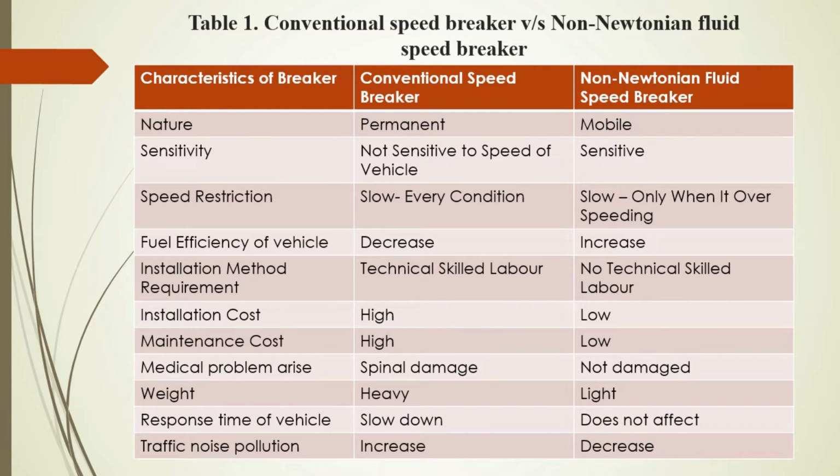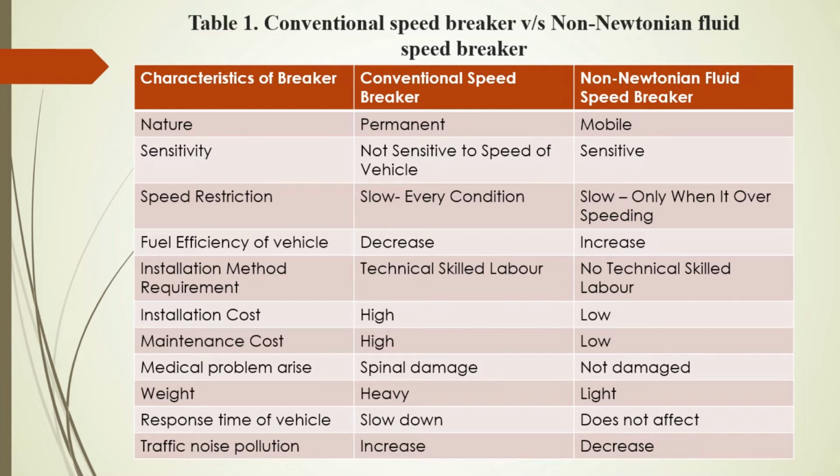Fuel efficiency of the vehicle: it decreases with the conventional speed breaker, and increases with the non-Newtonian fluid speed breaker. Installation requirement: the conventional speed breaker needs technically skilled labor, but the non-Newtonian fluid speed breaker does not. Installation cost is high for the conventional speed breaker, but low for the non-Newtonian fluid speed breaker. Maintenance cost is high, but low for the non-Newtonian fluid speed breaker.